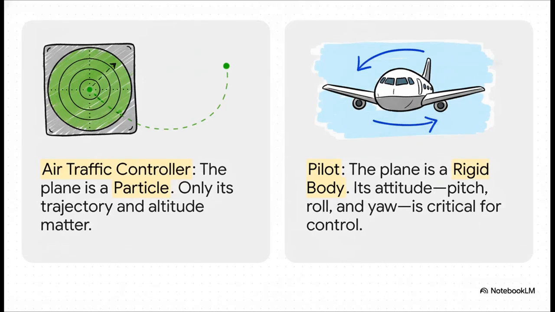And this, right here, is where it all clicks into place. Let's go back to our airplane. To an air traffic controller sitting in a tower, that airplane is just a particle. It's a single dot on a radar screen. All they care about is its location, its flight path, and its altitude. But to the pilot sitting in the cockpit, no way. To her, that plane is a rigid body. Its orientation, its pitch, its roll, its yaw. That isn't just some data. That's absolutely critical to flying and landing safely. See? It's the exact same object, but two totally different jobs demand two totally different models.